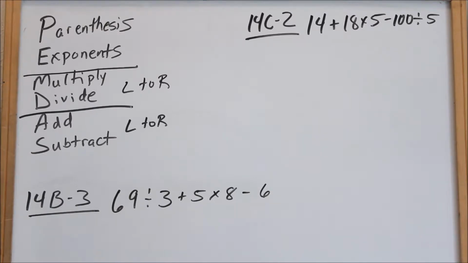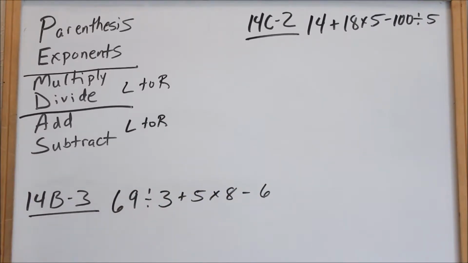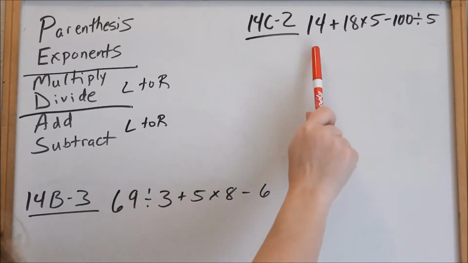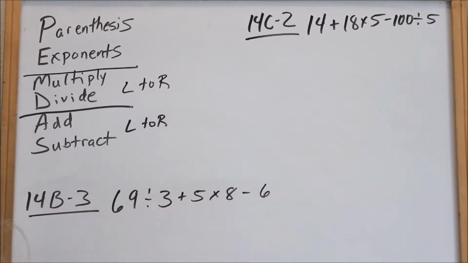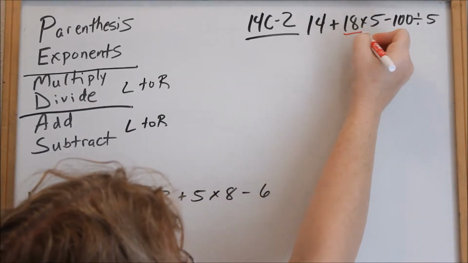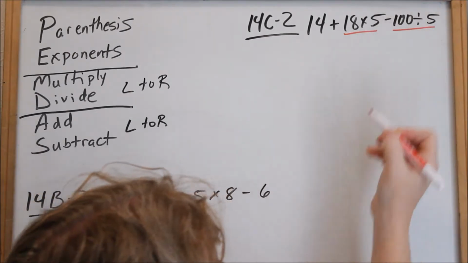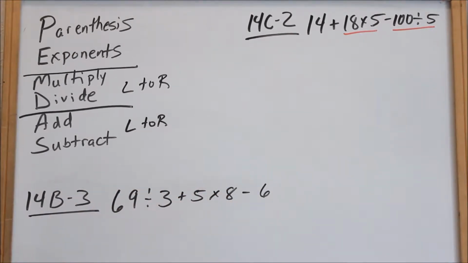All right, looking at 14C number 2, you have this problem here. So, what does PEMDAS say to do first? Parentheses and exponents. We don't have any parentheses and exponents in this problem, so we've done that. Next step, multiply and divide. How do we multiply and divide? Left to right. So, we do the one that we come to first, which is this. So, we do that first, then we do that second. So, you do multiplication and division in the order that you see them in.